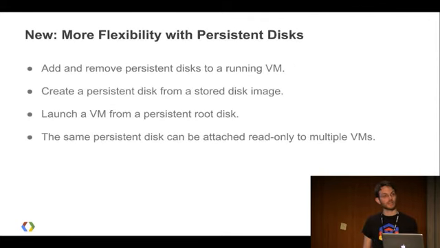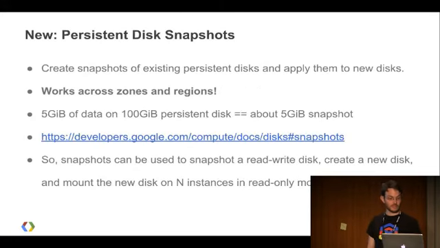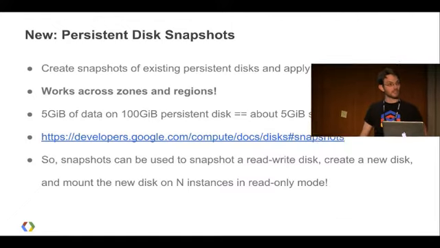We've added a lot of functionality around our persistent disk product. You can attach and detach them while the VM is running. You can create images from stored disk images and use those to launch a VM. And you can attach the same disk to many different VMs. And I'll talk about that a little bit more in the next slide. So we've also added the ability to take snapshots of disks.